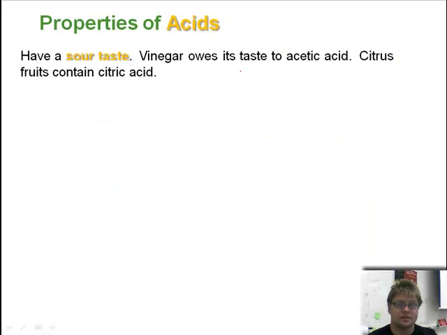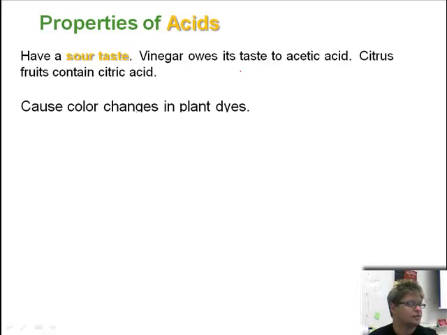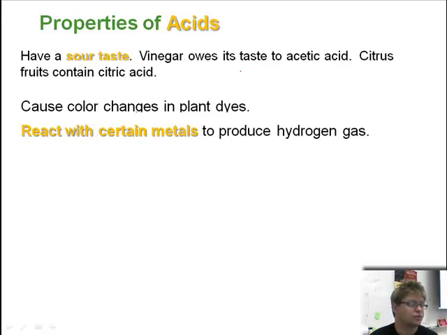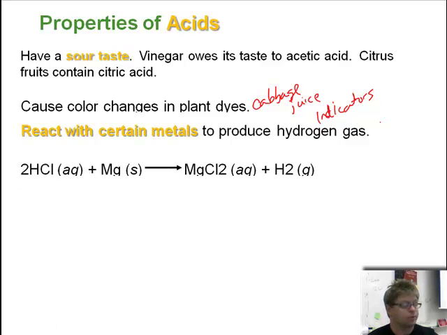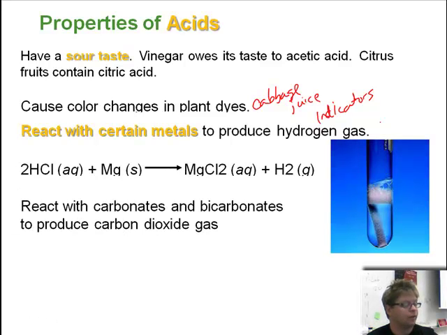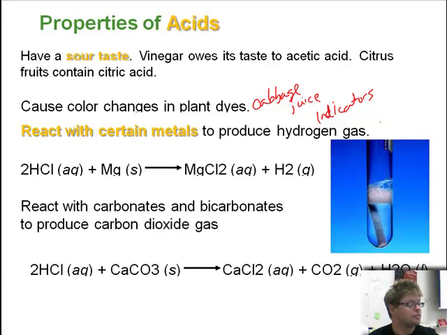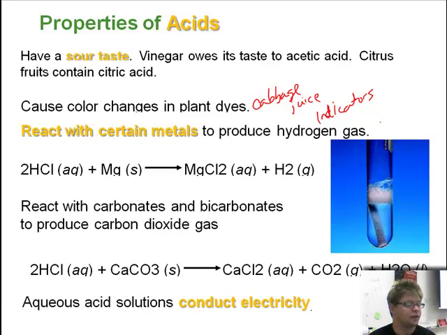Some properties of acids. First, they have a sour taste. They cause color changes in plant dyes. They react with certain metals to produce hydrogen gas. The plant dyes here we saw, for example, cabbage juice and other what we call indicators. When you add an acid to metal, it produces hydrogen. They react with carbonates and bicarbonates to produce carbon dioxide gas. And here is the equation with calcium carbonate to produce the carbon dioxide gas.